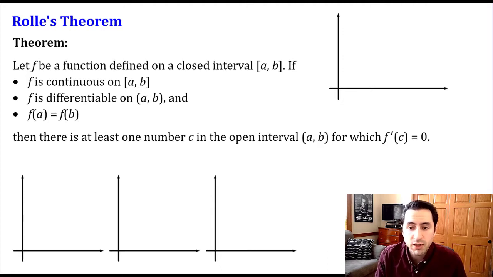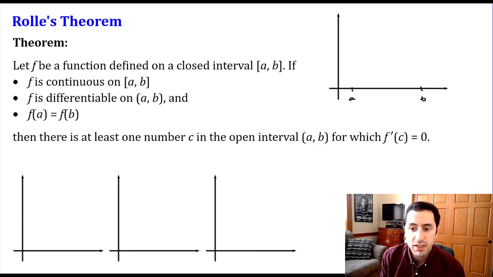So going back to the beginning, we have a function f, and it's defined on a closed interval from a to b. So let's just start in my graph here. Let's pick out a starting point. We'll say that this is a, and then we'll pick out an endpoint. We'll let that be b. So the first part, it says f is continuous on a to b. So that means that there are no breaks in my function.